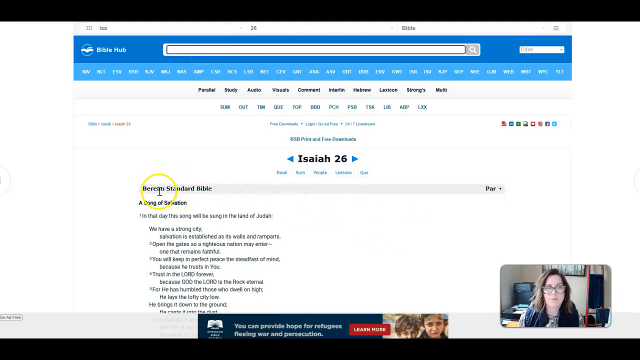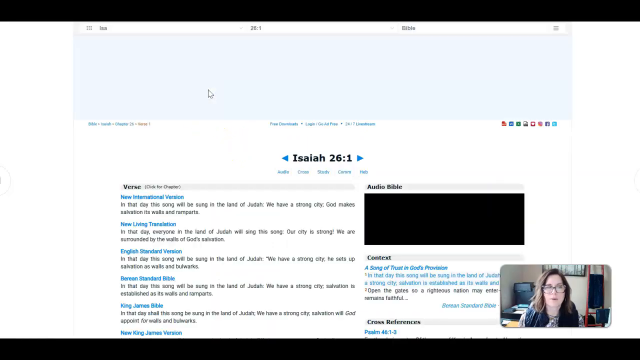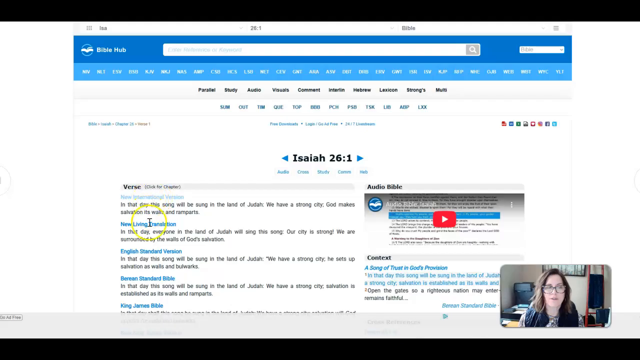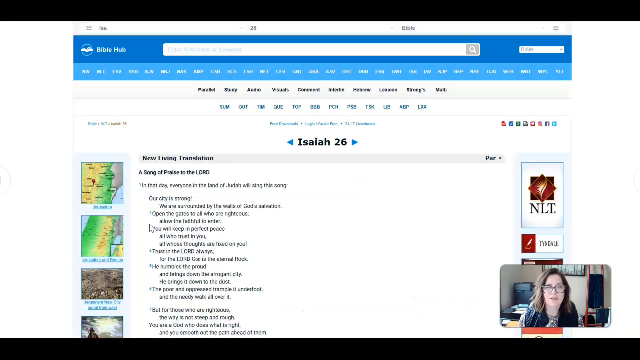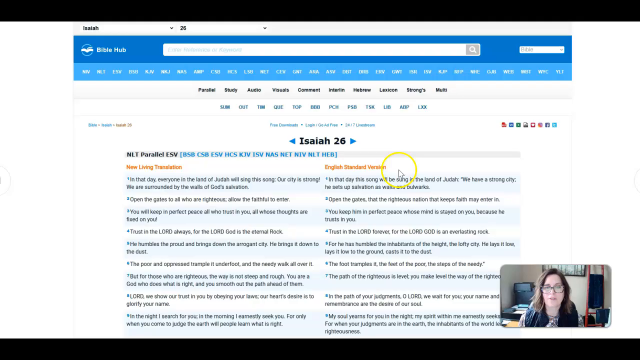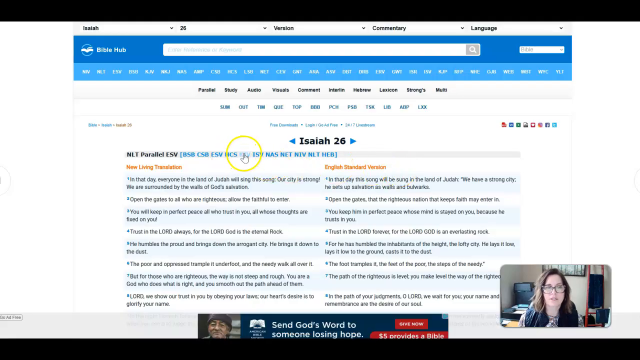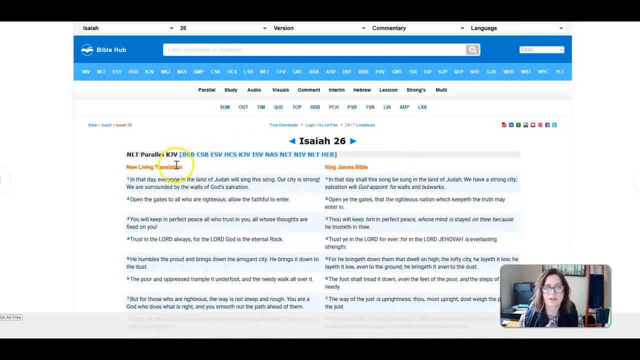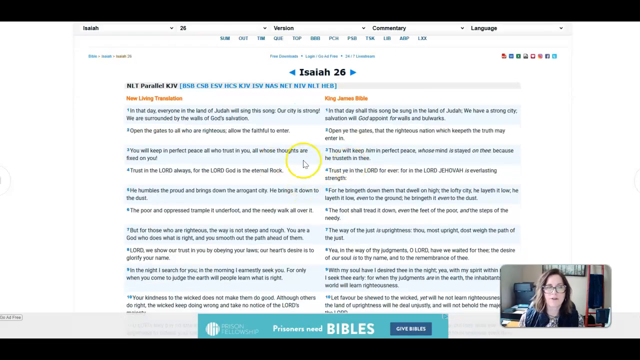Right now it's showing me the Berean Standard Bible, and I want to actually just do a parallel study with the New Living Translation. And then over here, the other parallel I want to use is King James Version. So now I've got New Living and King James, and I can come down here and read them side by side. Like, let's look at this.